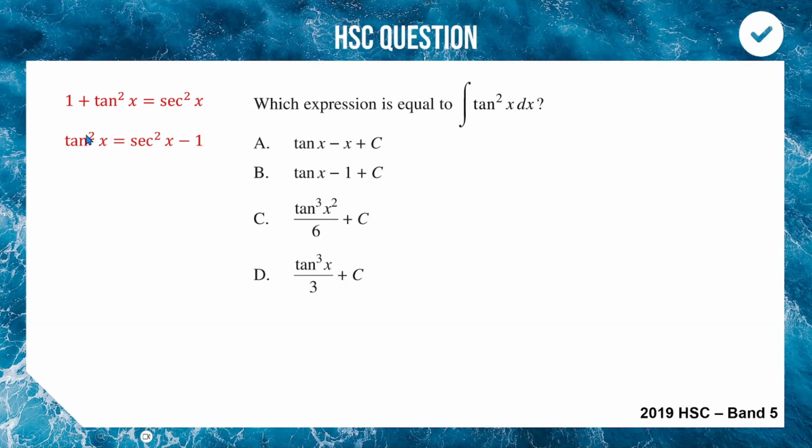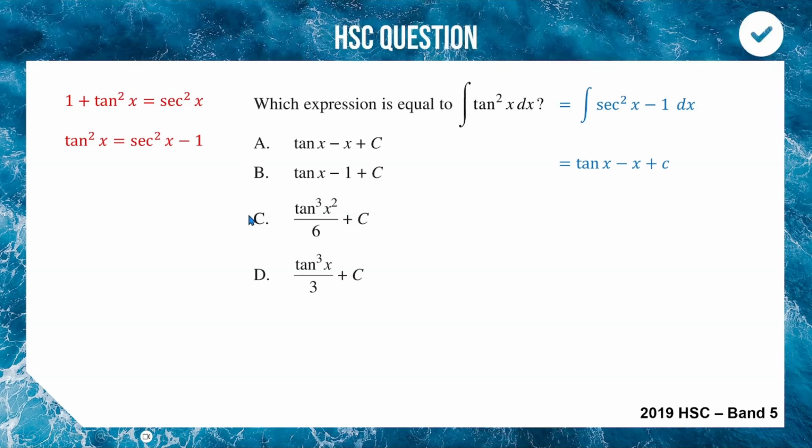Why do we care about this? Because sec squared and 1 are both things that we know how to integrate. So if we change this to be this, we can actually do some calculus. So we can write it like this. And then sec squared we know integrates to tan, 1 integrates to x, and then we're going to have a constant. So we end up with tan x minus x plus c.